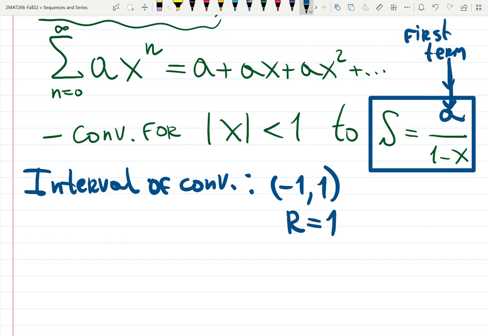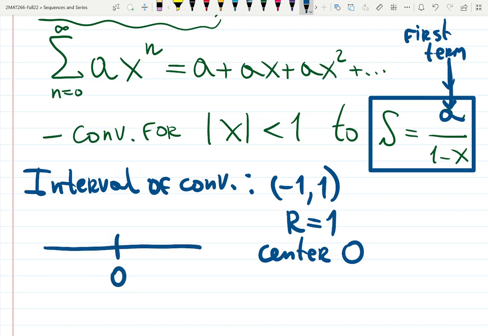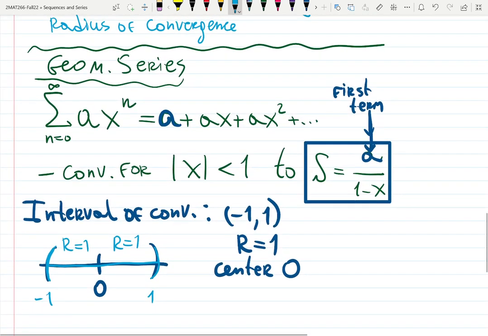Radius is 1, center 0. That's if there's no shift. It's centered at 0, because if I plug in 0, everything becomes 0 except the first term a. Then this interval of convergence, that's my safe place, is from -1 to 1. Do not include endpoints. The radius is 1 because it's a step size. The one we did before was geometric series with the shift. That's to summarize the geometric series.